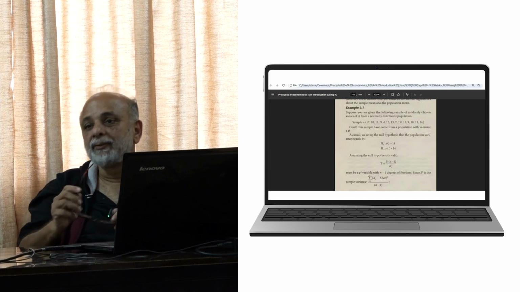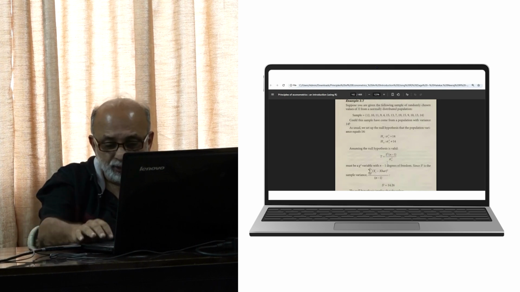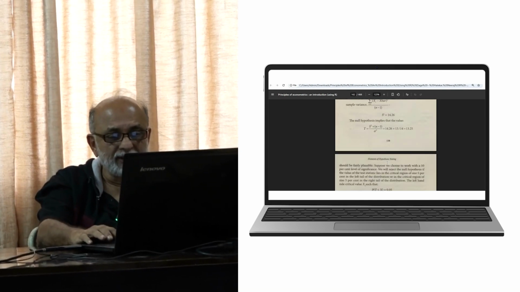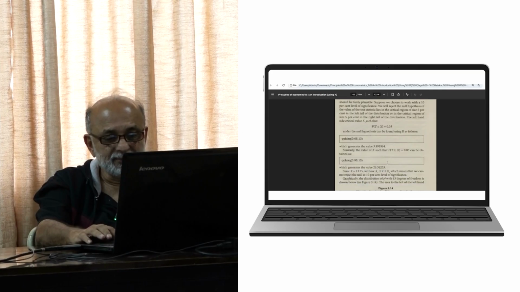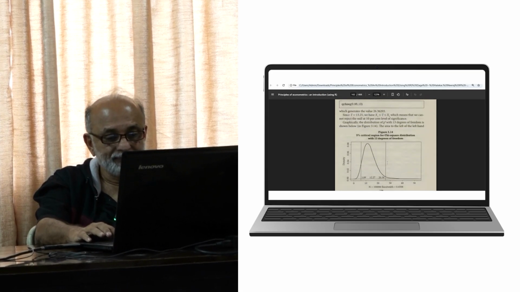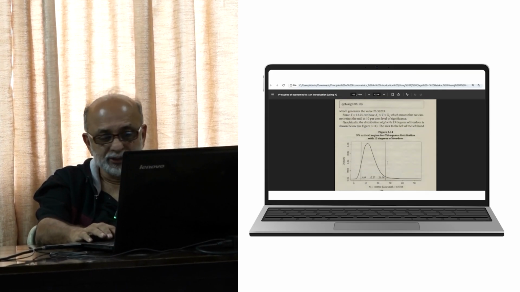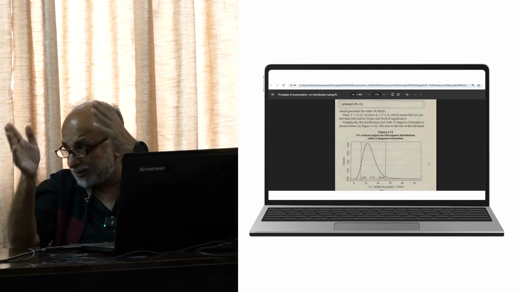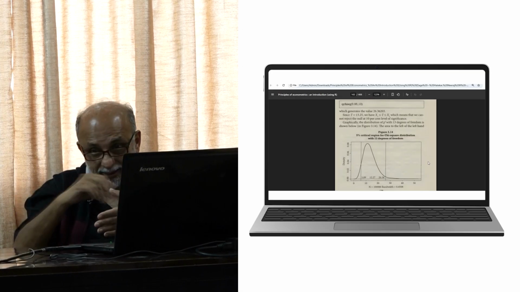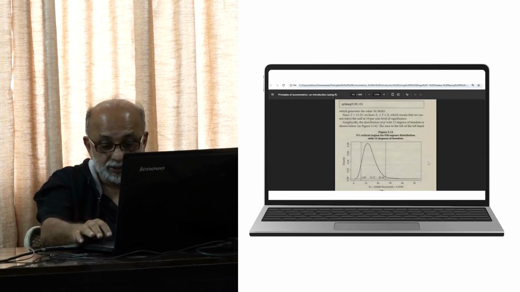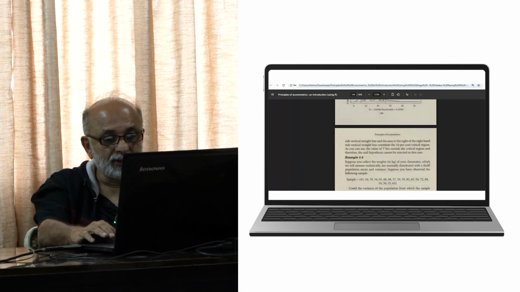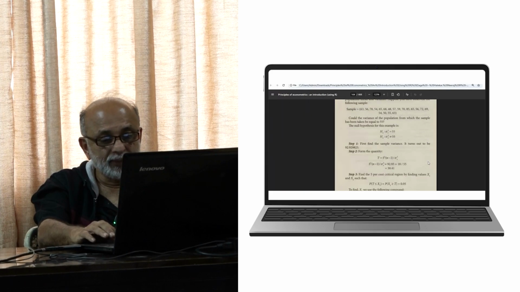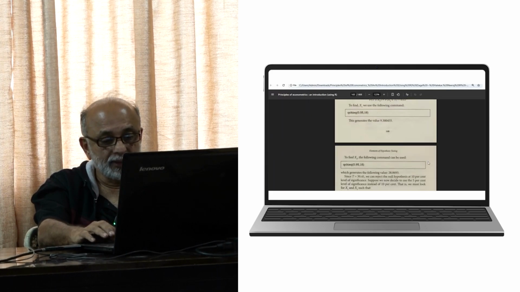So for testing unknown population variance, I'm not going to take you through the sums anymore. There are some sums here which you can check out. Do you get the chi-square like this? You get a lower value and an upper value, just like a Z distribution. I'm not going to make you do the sums because when you have calculators you don't need to. You can try out some of the examples here.